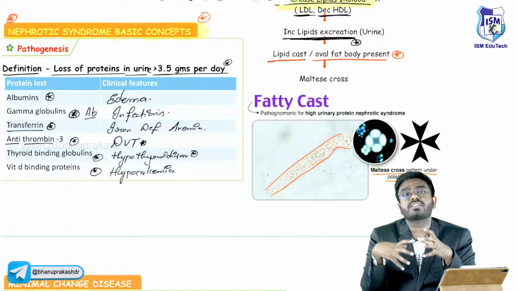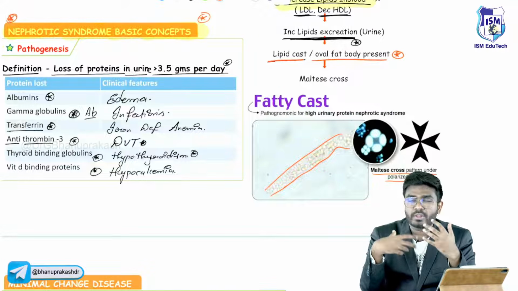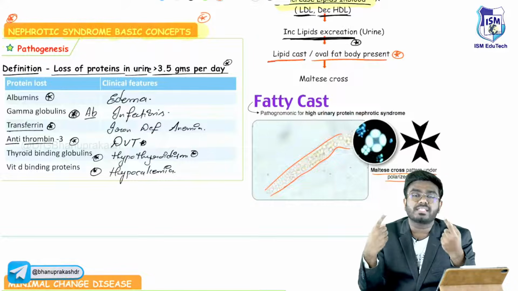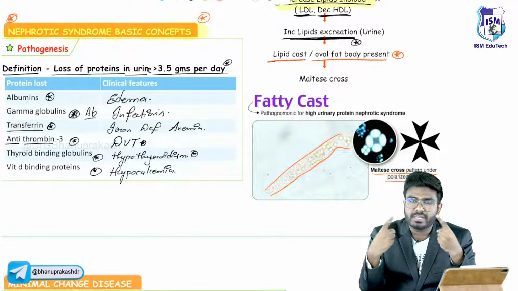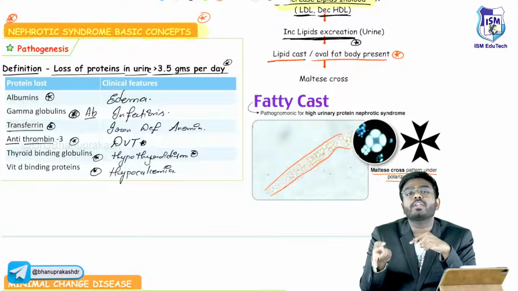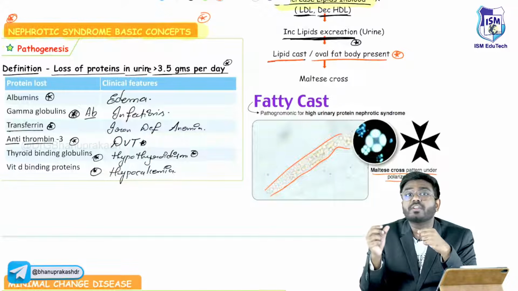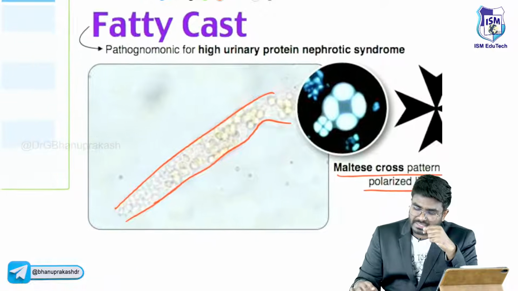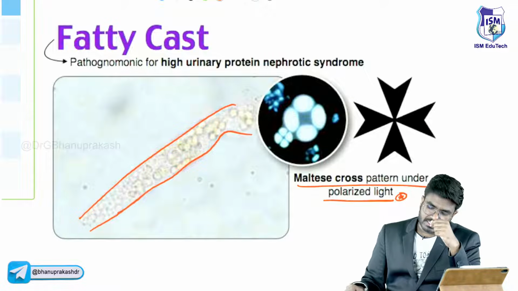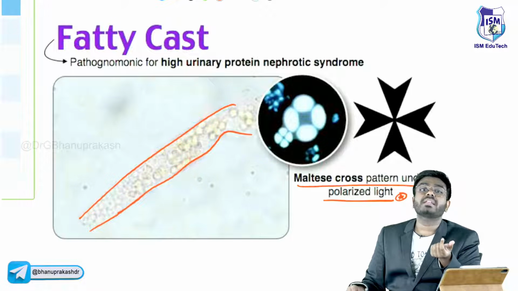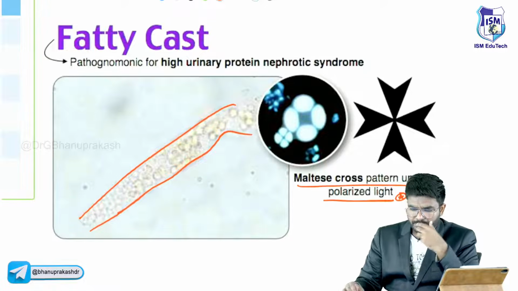So in patients suffering with nephrotic syndrome, we don't know the exact reason why, but the levels of lipids in the blood are going to be increased, especially the LDL cholesterol levels. These lipids are also going to come out in the urine, lipiduria. These lipids will take the shape of the tubule, which is called a fatty cast. Now this fatty cast or waxy cast, when you put it under the microscope, will show the Maltese cross appearance under polarized light. You know it, right?